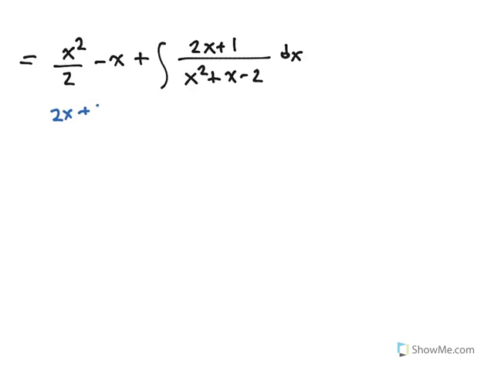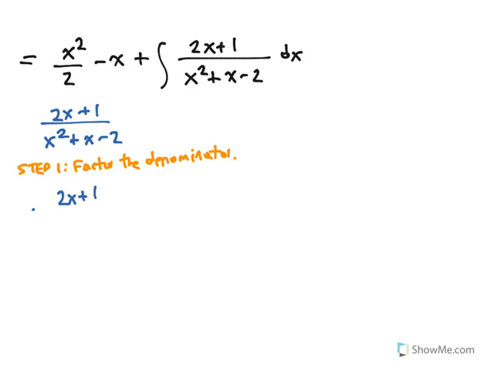So we begin with the integrand, we like to write that as a sum of partial fractions. So our first step is to factor the denominator. So we can factor the denominator as follows. We can have x plus 2 and x minus 1. If you check by using FOIL, you'll see that you get x squared plus x minus 2.